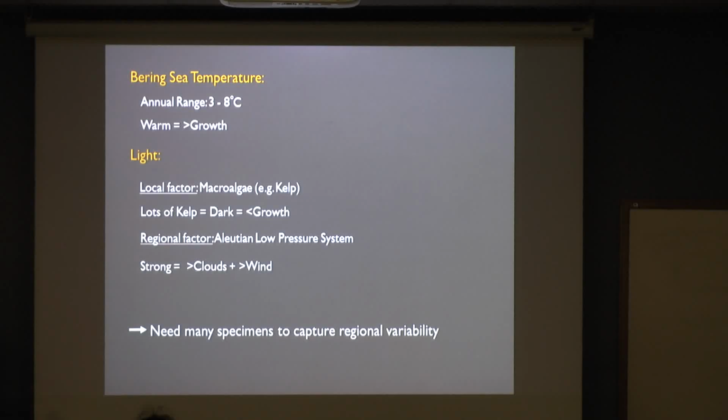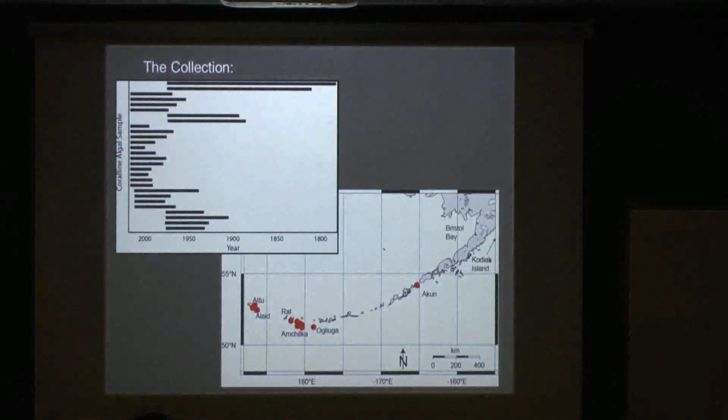To capture the regional variability and reduce whatever influence there is of the local factors, we need a lot of specimens to be able to do this. We are trying, in both the case studies I'm showing you today, the replication approach. So the collection we used, we had 29 samples from several islands across the Aleutians, going from Attu Island in the far west over to Akun Island in the far east.